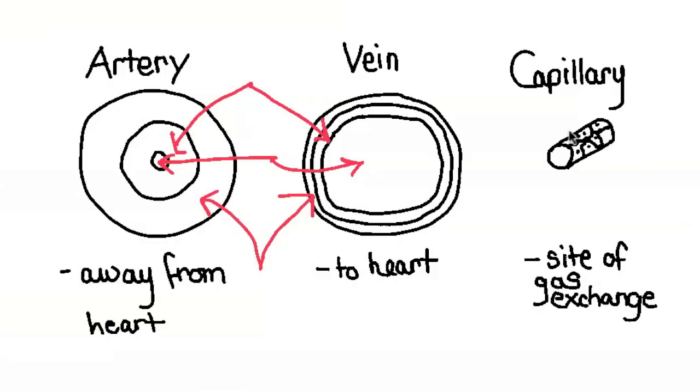Now if we look at the capillaries, we find a single layer of endothelial cells. So there's no muscular or collagen layer. This single layer of endothelium allows for gas exchange to take place between the blood and the tissues.